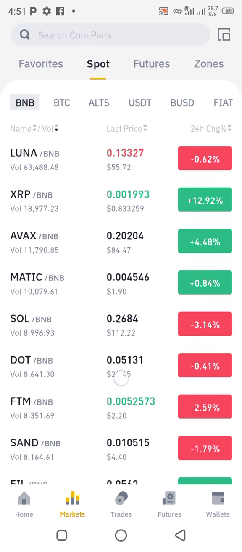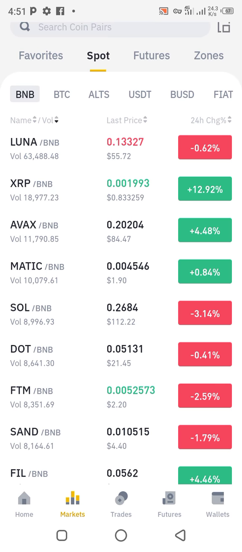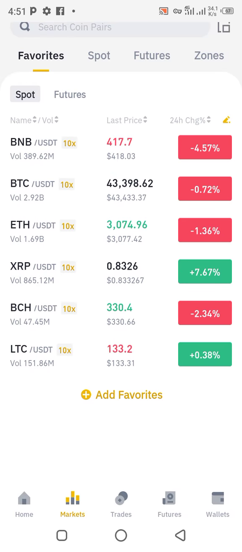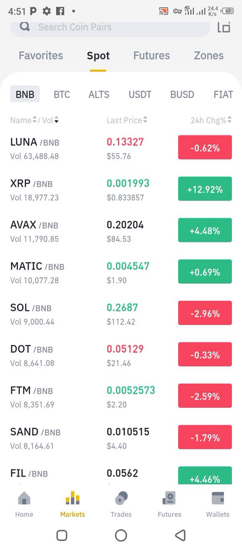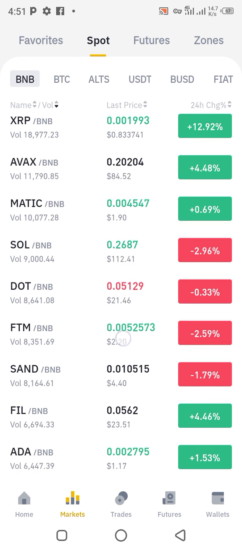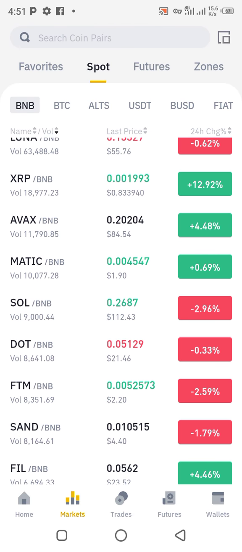So let's move over to markets and see what it looks like. Market, here you have your favorites. You have spot, futures, zones. For now, as a newbie, you will be dealing more with spot. So here you can add your favorites. The ones you want to add, you can simply add.